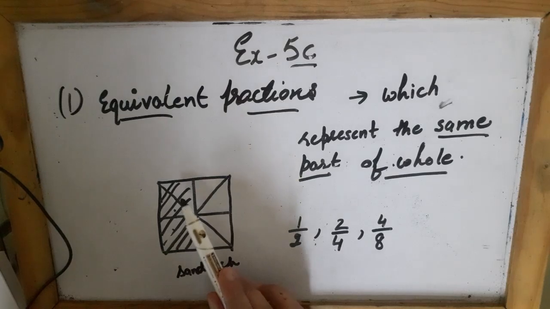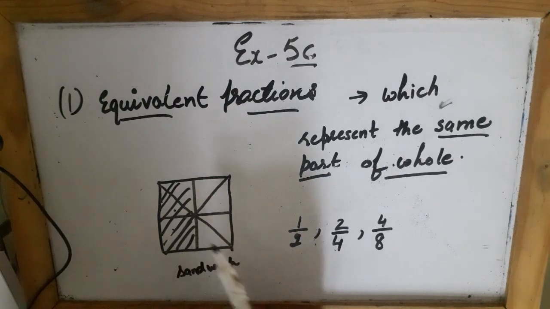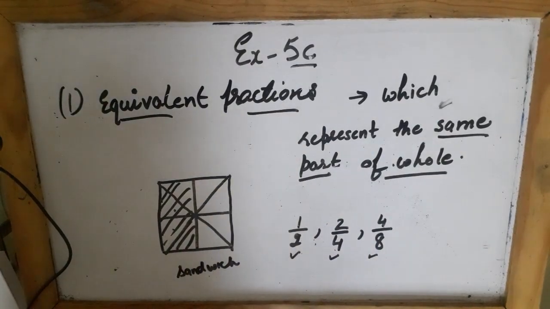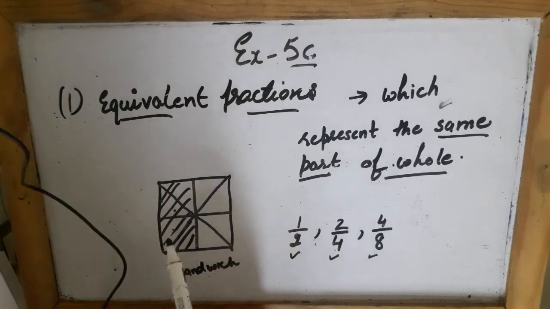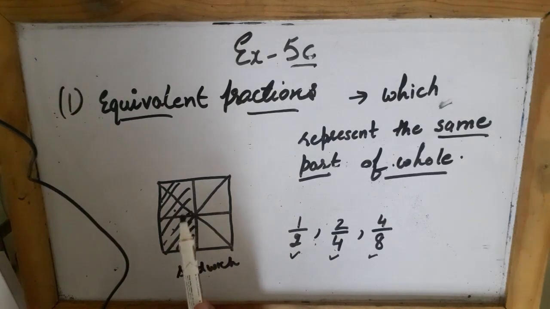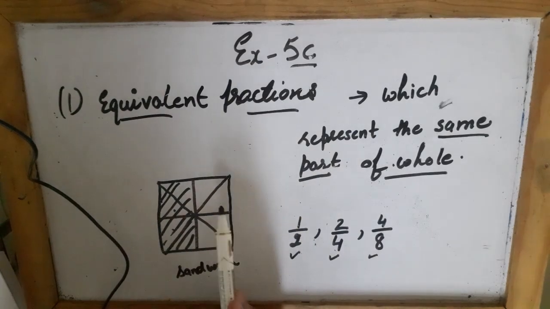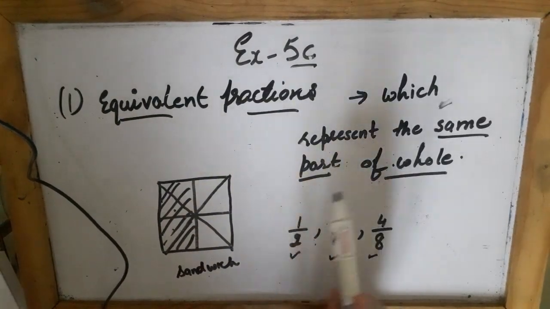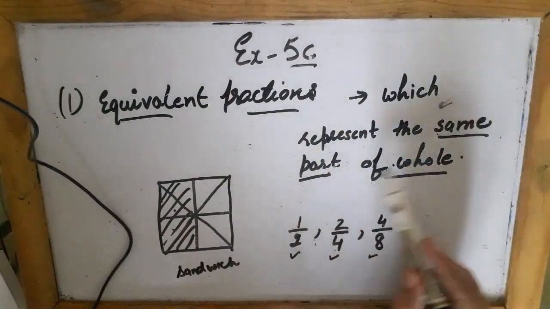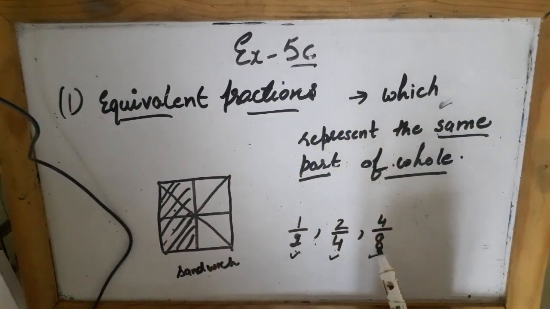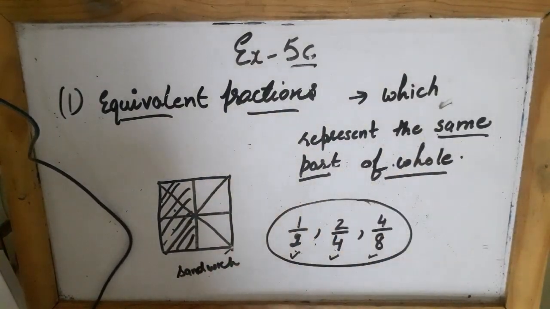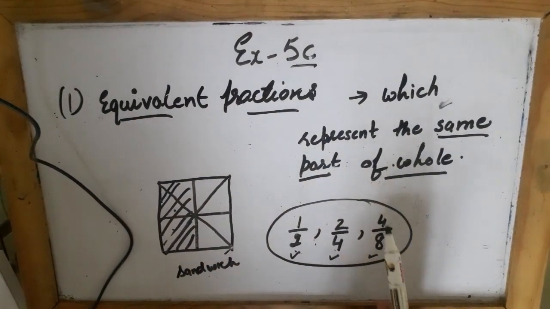Now can you see the part which I have eaten is the same, but the fraction has changed every time with the number of divisions I have made. If I had divided this into 2 parts, that meant I have eaten 1 by 2. But when I divided into 4 parts, it meant that I have eaten 2 parts out of 4. So what are equivalent fractions? They represent the same part of the whole. So all these are equivalent fractions: 1 by 2, 2 by 4, 4 by 8.